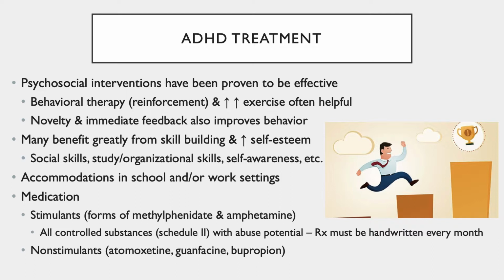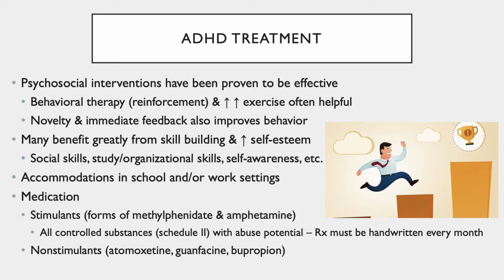Stimulant medications are subdivided into forms of methylphenidate and forms of amphetamine. Methylphenidate includes medications like Ritalin and Concerta. Amphetamine includes Adderall, Dexedrine, and Vyvanse. Stimulants are all controlled substances. They are Schedule II on the DEA scheduling. That means they have abuse potential, and because of that, the prescription must be handwritten every month by the physician.